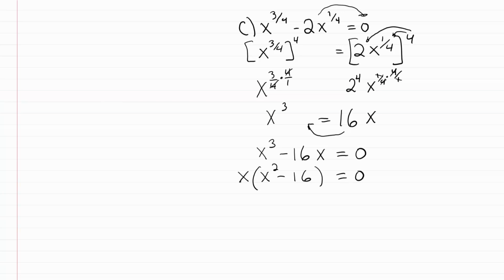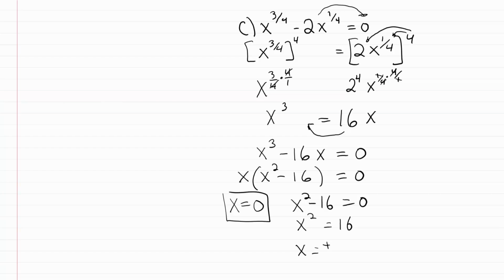And that's nice because then we have the zero factor property, which says that that must imply that x is equal to 0, or that x squared minus 16 is equal to 0. So the first one is already solved. And for the second one, I can just say that x squared is equal to 16. And then taking the square root of both sides, I'll have x is equal to plus or minus the square root of 16. So our final answer will be x is equal to plus or minus 4.